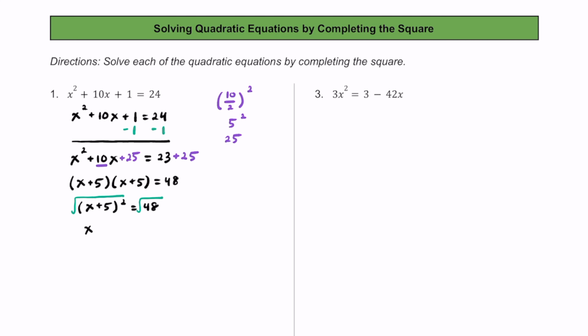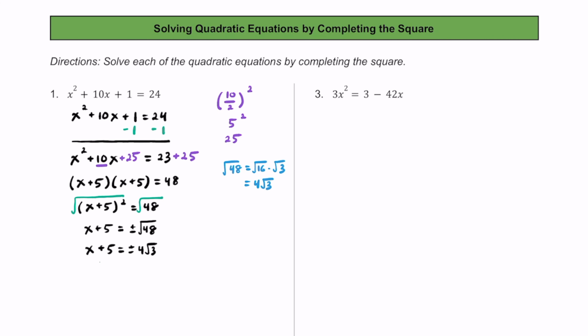So we're going to have the x plus 5 on the left is equal to plus or minus the square root of 48. Now on the side here, you want to remember that the square root of 48 we can break into the square root of 16 times the square root of 3. 16 is the biggest perfect square inside of it. So the square root of 16 is 4, so we're going to get 4 root 3. So we can just write here x plus 5 is equal to plus or minus 4 root 3.